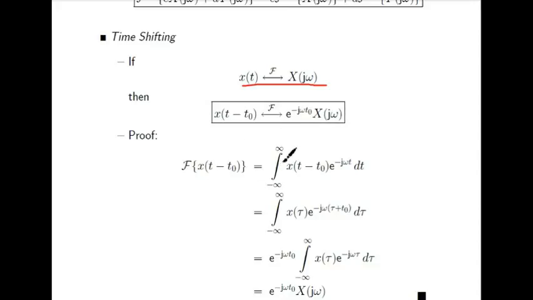Here I have put x(t − t₀), then I will replace t − t₀ with τ. Then I can take out e^(−jωt₀) as a constant outside, and it will be X(jω).